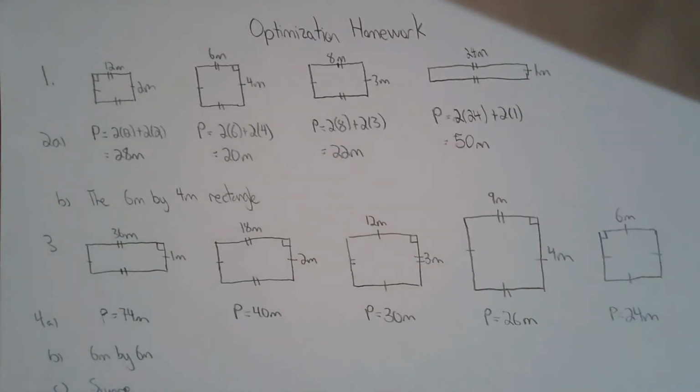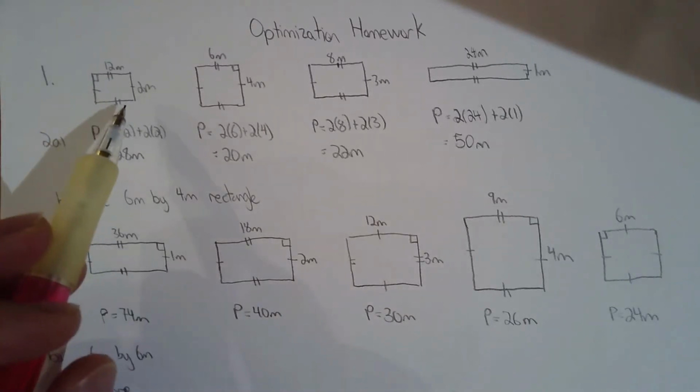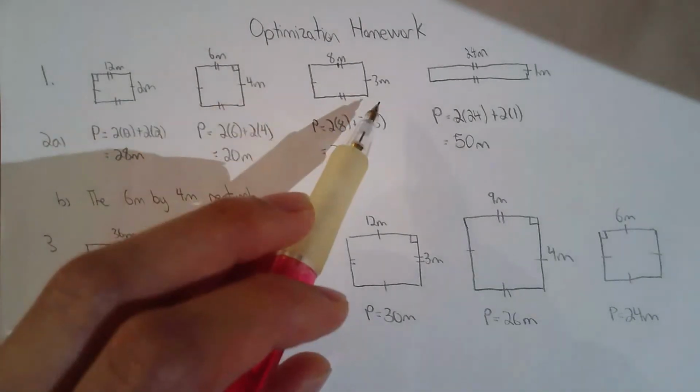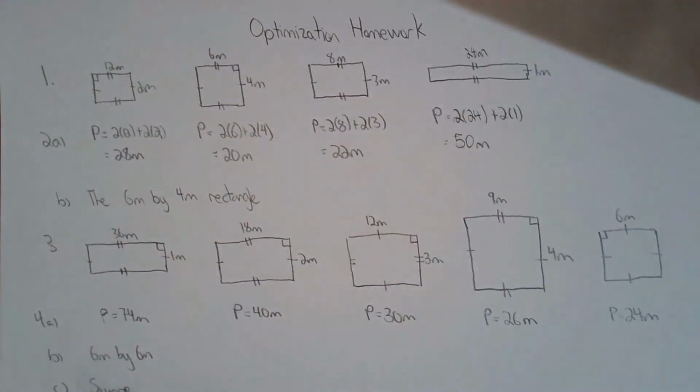So for the first question, they ask us to sketch 4 rectangles that have an area of 24 square meters, and the dimensions, the length and the width, must be whole numbers. So I did 12 by 2, 6 by 4, 8 by 3, and 24 by 1. Obviously, these diagrams are not drawn to scale.